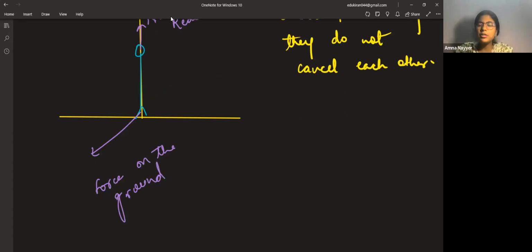Now see what happens to this normal reaction. If the normal reaction is occurring upwards, then because of the normal reaction we should be pushed upwards, but we are not flying. We are always stuck to the ground. Reason? Gravity. Because gravity is also there. So one gravitational force will always exist.